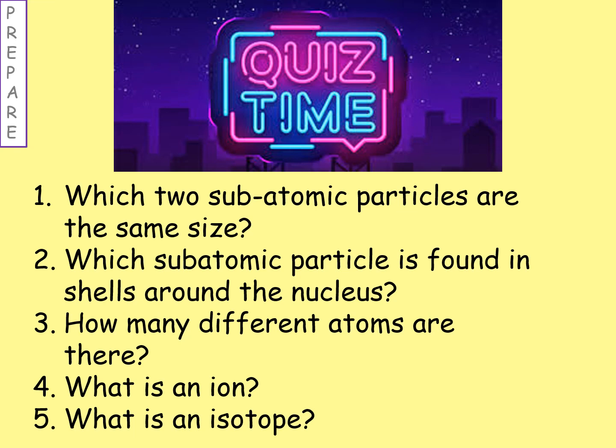How many different atoms are there? Around 118. It's the number of different atoms we see on the periodic table. At the moment there are 118 different atoms that have been discovered. What is an ion? An ion is an atom that has gained or lost electrons, so that it has gained or lost a charge. What is an isotope? An isotope is an atom that has a different number of neutrons, but the same number of electrons and protons.